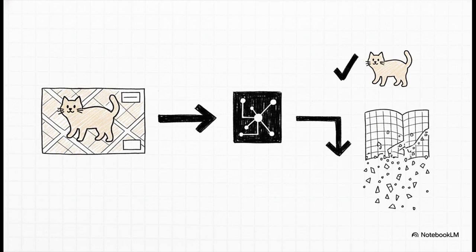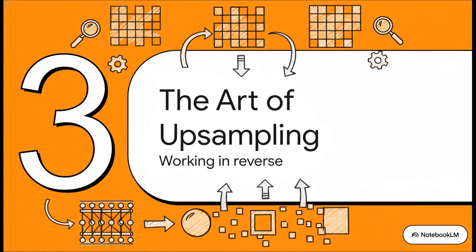And this is the absolute key. In that whole process of shrinking and summarizing, we're basically throwing away the where. The network can confidently say, yep, that's a cat. But it has completely lost the map. It has no idea where in the image that cat was. So how do we get that map back?